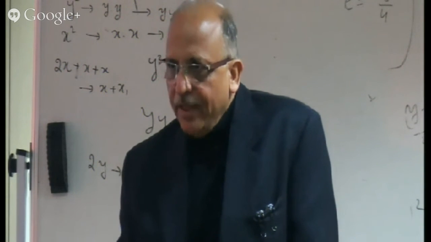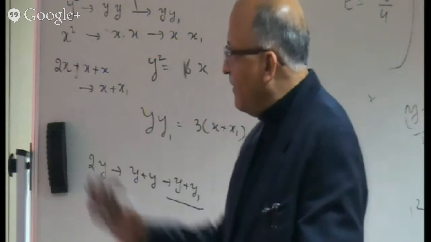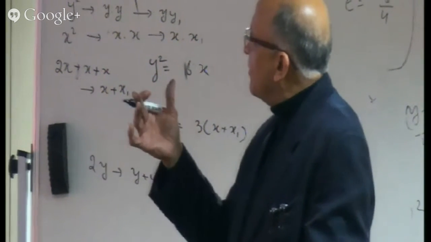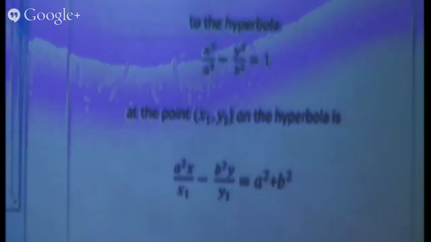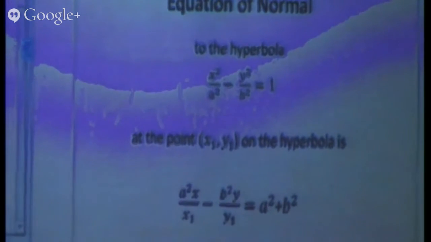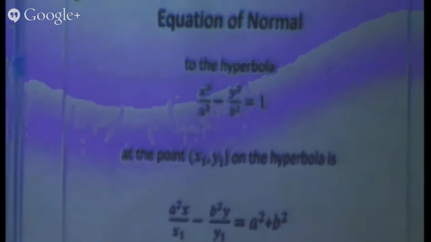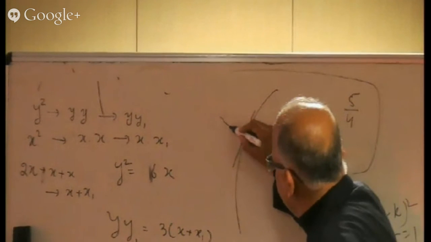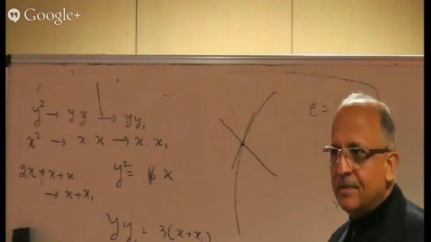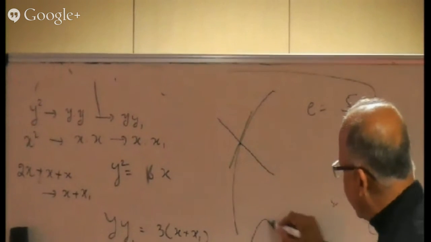So the equation is okay. Let's see if we have some problems on this, but before that, we should also find out the equation of the normal. Normal, you understand? A normal at a point is perpendicular to the tangent at that point. If this is any curve, and this is the point, I draw a tangent. This is a normal.